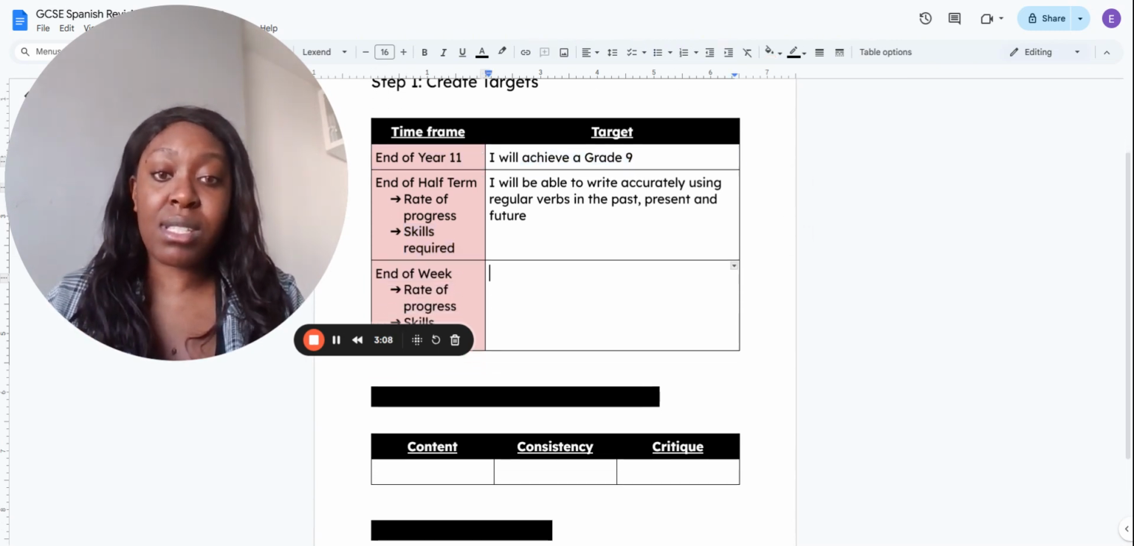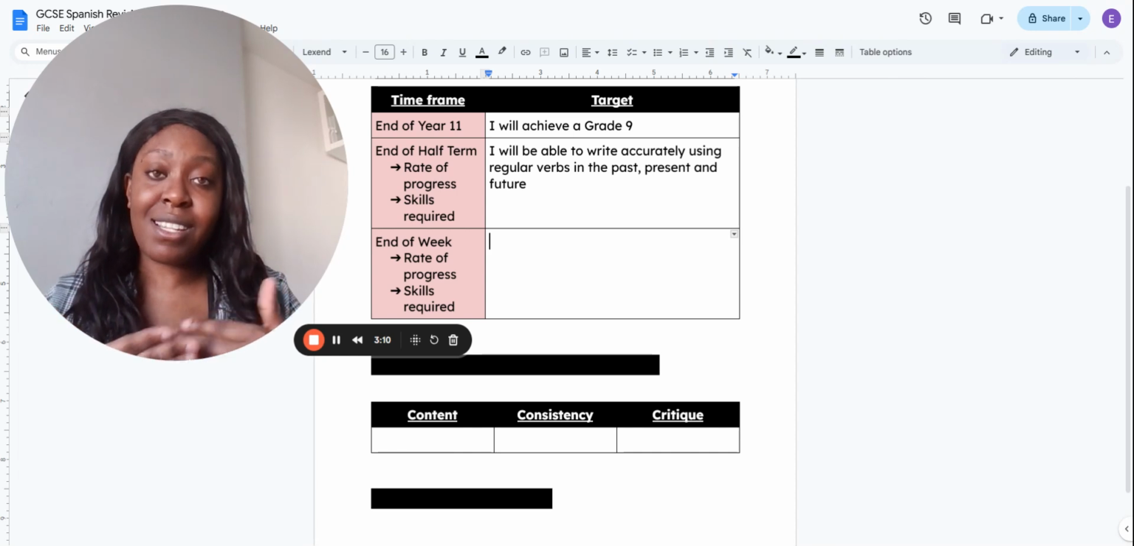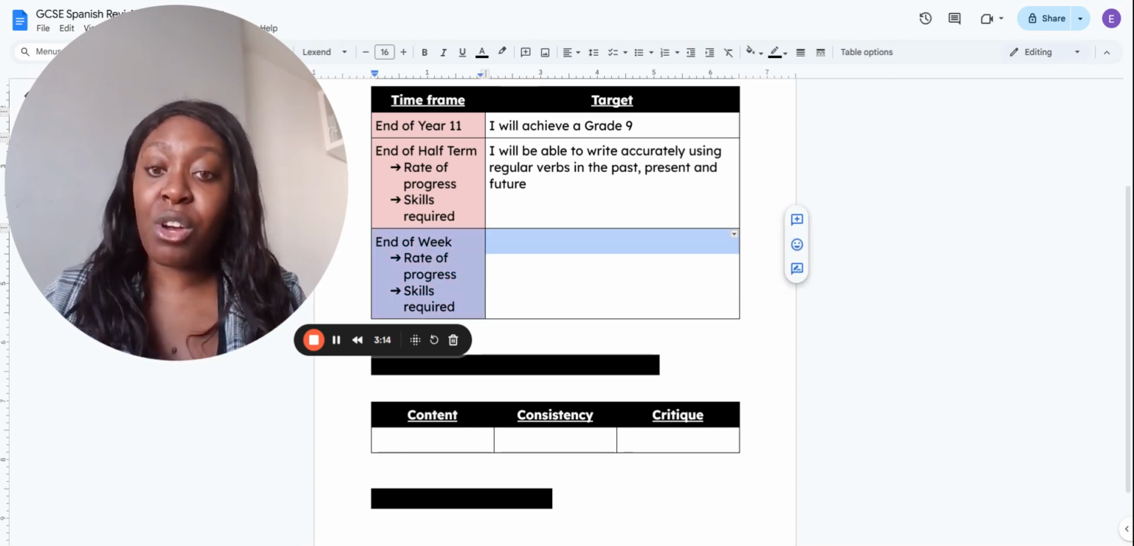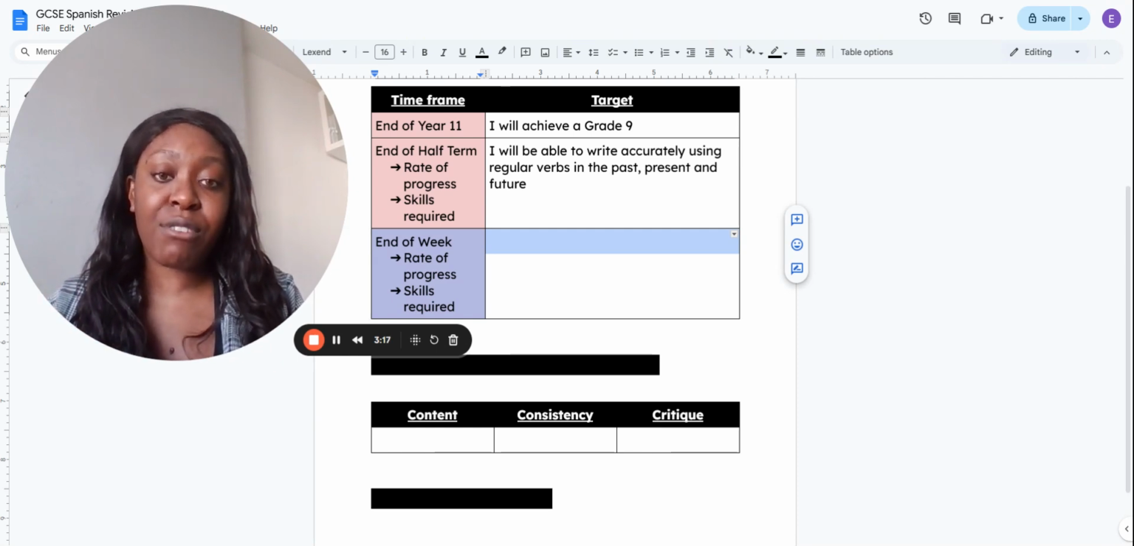But I always go 1 step further, because you need to be revising and studying every single week. It shouldn't be ad hoc study. So you need to know where you want to be at the end of every single week.